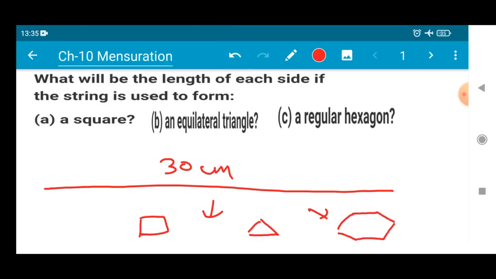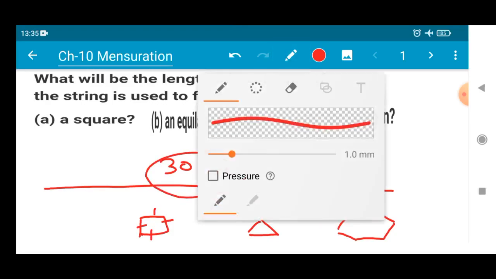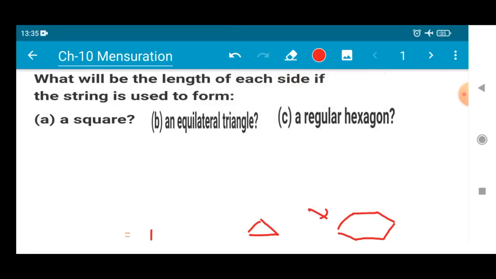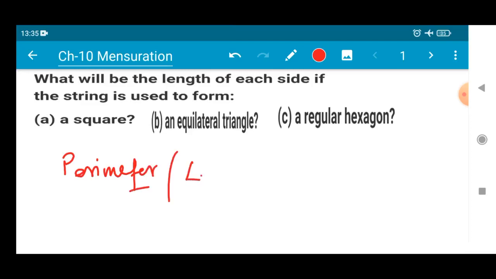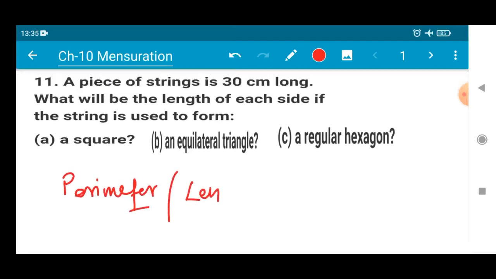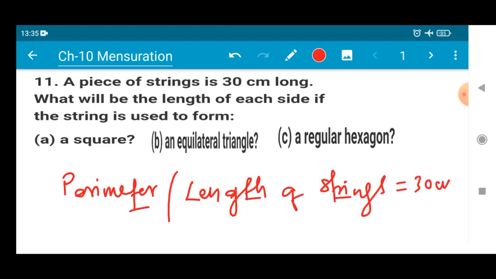Regular hexagon like this. So what will be the side of each, that we have to find. We already know that the perimeter is given, so we have to find the side of each figure. So first of all, let us write: perimeter or length of string is equal to 30 centimeter. This is the total length of the string.